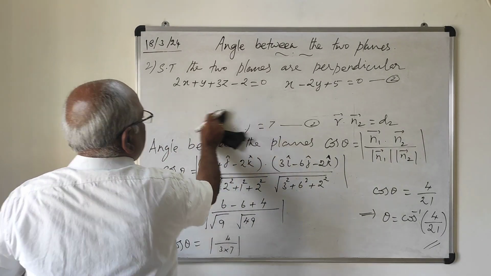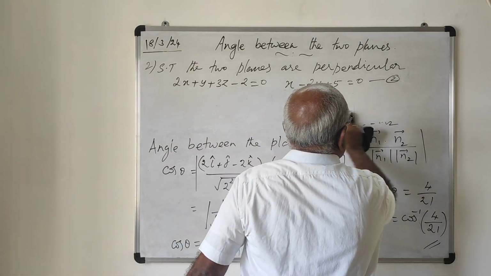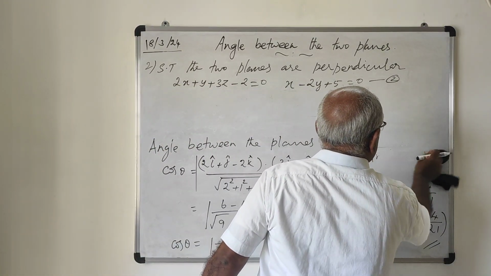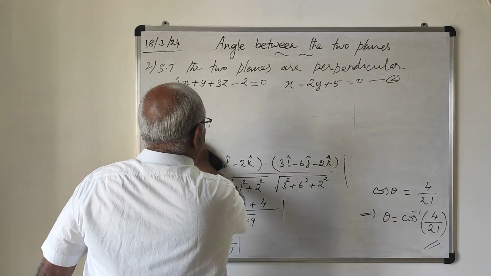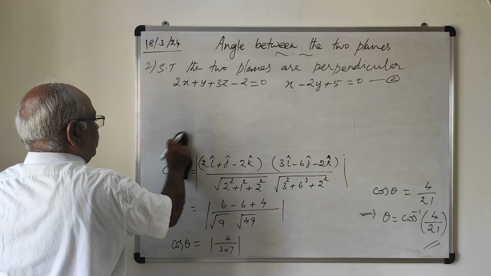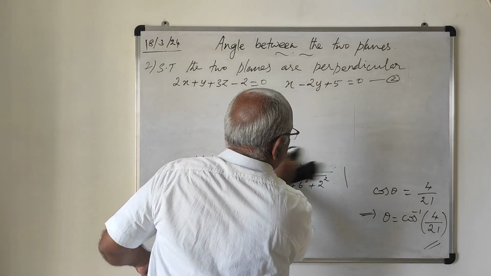You have to rewrite these equations of the plane into the standard vector form, r dot n1 equal to d1 and r dot n2 equal to d2. After that, if the two planes are perpendicular, then n1 dot n2 is 0, which we have to prove.